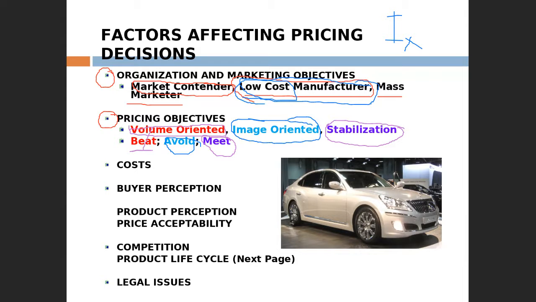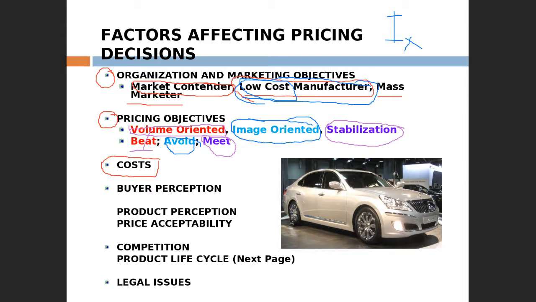So let's move forward and look at the other three or four options that we have. The next factor, which is, I guess, intuitively obvious, is costs. Under normal circumstances, you will not price your product below its cost. But does it mean that nobody prices their products below cost? No, I'm not saying that.